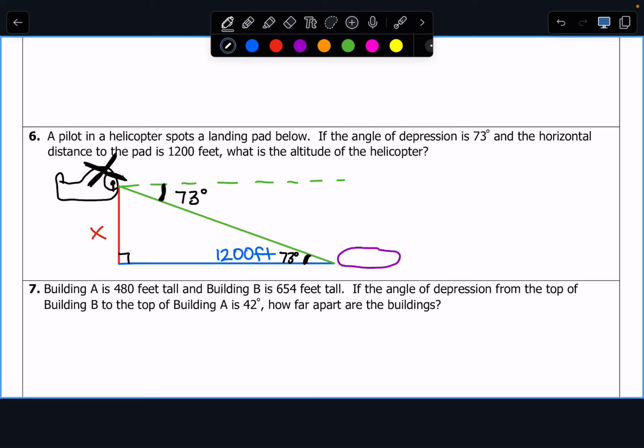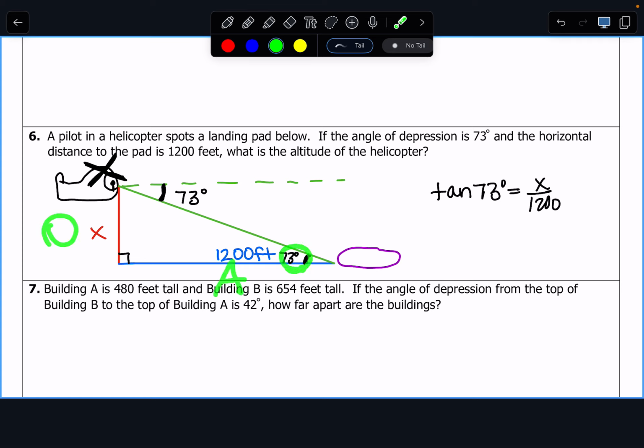Okay, so here we can say the tangent of 73 degrees is x over 1200. I notice that I have an adjacent and an opposite from my 73 degree angle, which gives me tangent. And if we put 1200 times tangent of 73, we get 3,925.